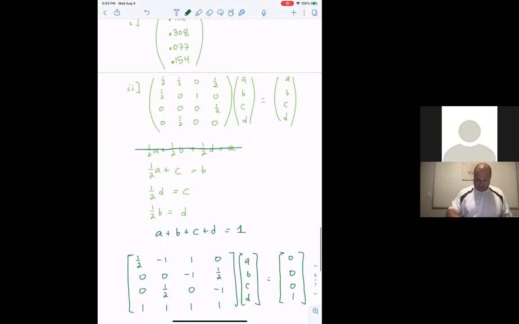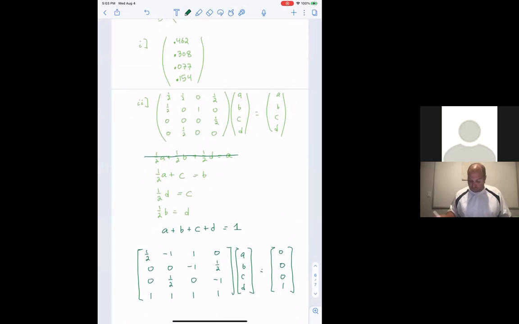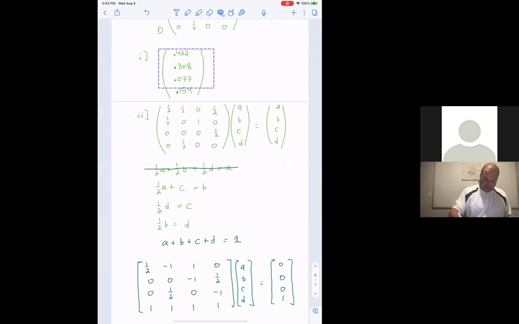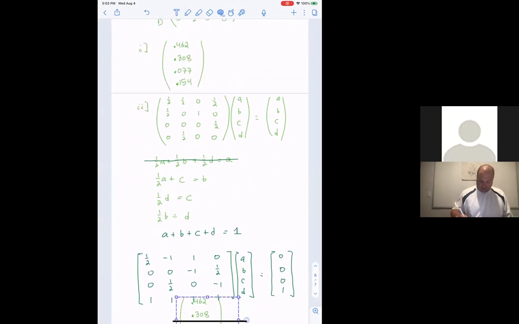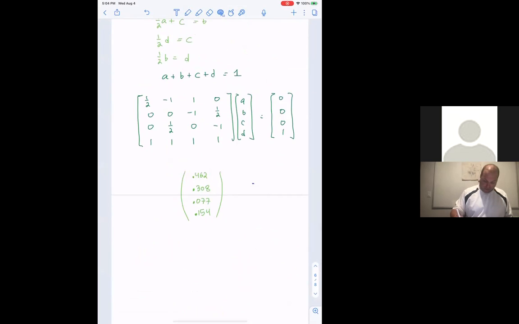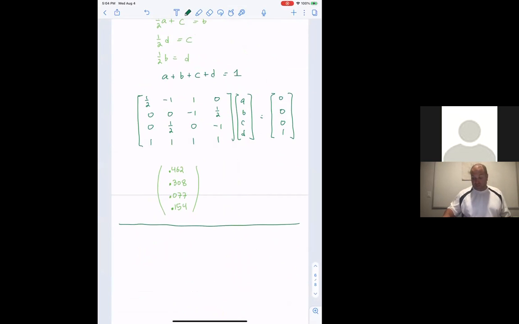Did I erase it? Oh no, there it is. I still get 0.462, 0.308, 0.077, 0.154. So I do get the same answer. Both ways work. So we have success. Again, notice using your matrix to a high power is without question the fastest way.